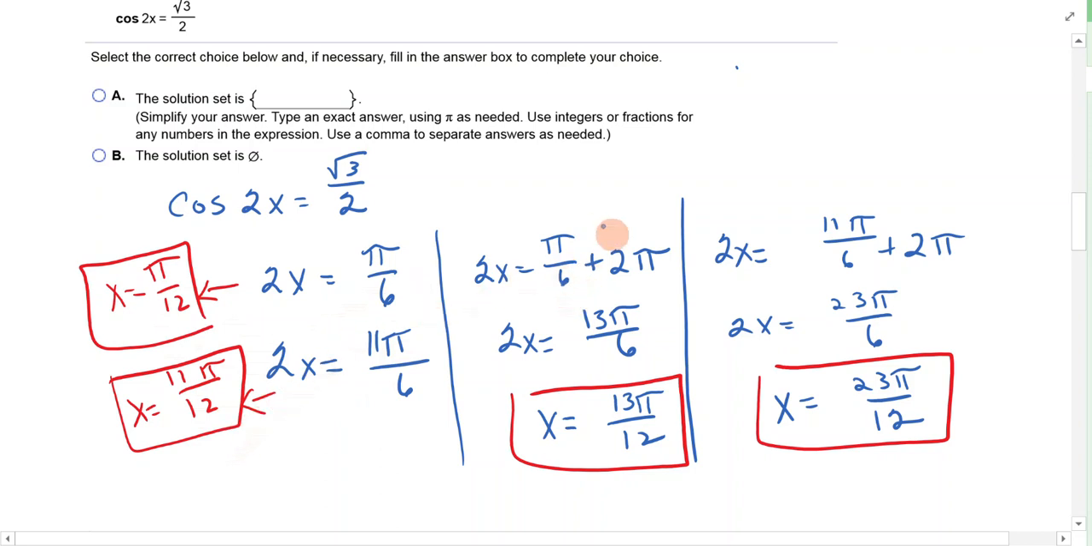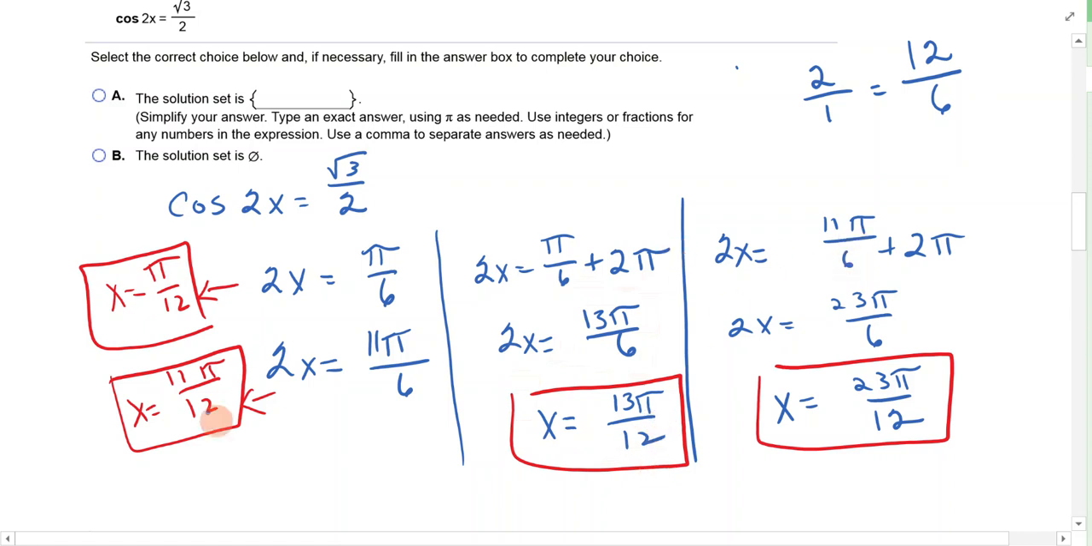Then we also know that 2x could be pi over 6 plus 2 pi. And so that's going to give us, if we have 2 pi over here, that's like 12 pi over 6. Remember, 2 over 1 equals how much over 6? Well, that's got to be a 12. So 12 pi over 6 and 1 pi over 6 gives us 13 pi over 6. Divide that by 2, and you have 13 pi over 12.